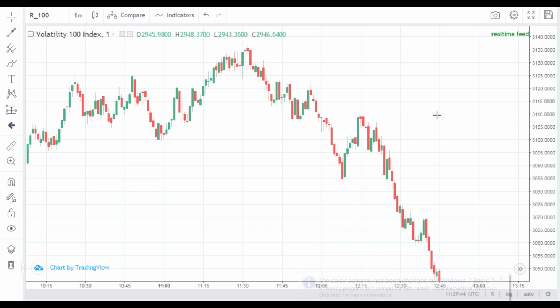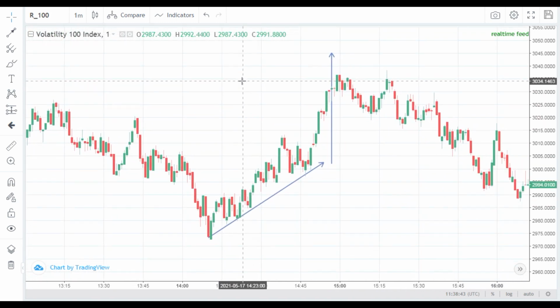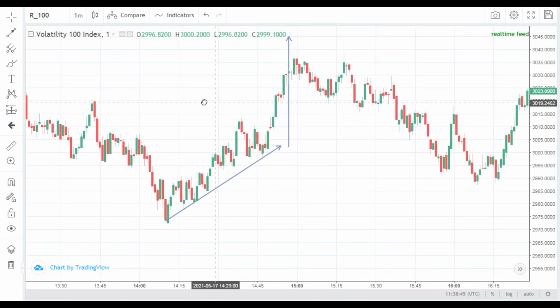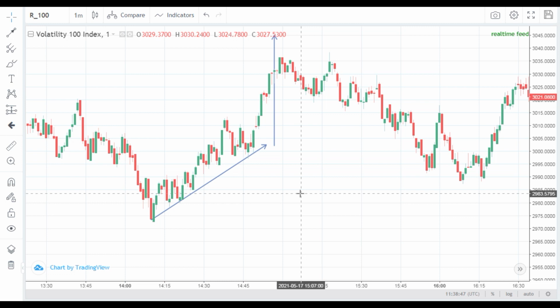Okay, hello guys. So we are going to look at some quick examples. This is a real-time feed, right? So we are going to look at some quick examples of the rising arrow. Okay, so right here we have our first example.